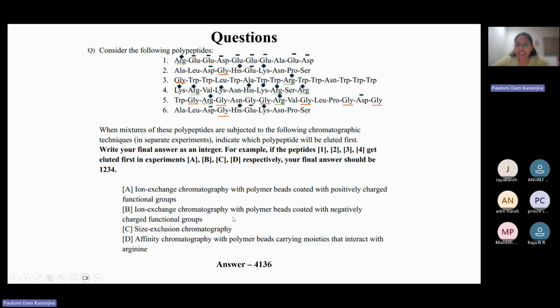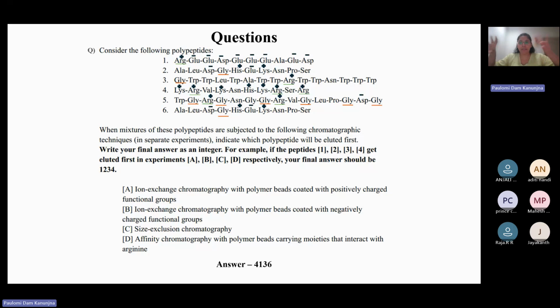Now in C, which is size exclusion, we are basically trying to understand which one comes out faster. We have said the larger the polypeptide, the sooner it comes out. We have larger peptides here as 3 and 6. And if you now see 5 and 3, glycine and tryptophan are at the extreme ends. Glycine is the smallest and tryptophan is the largest.